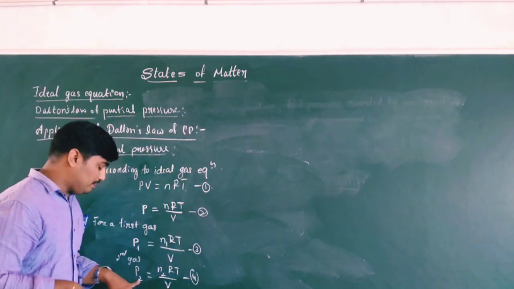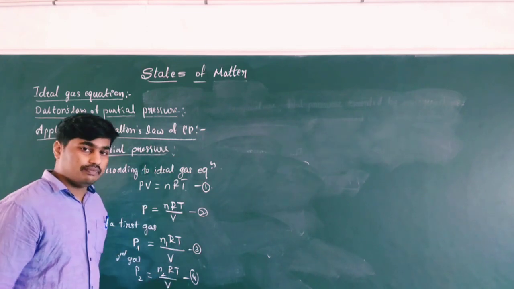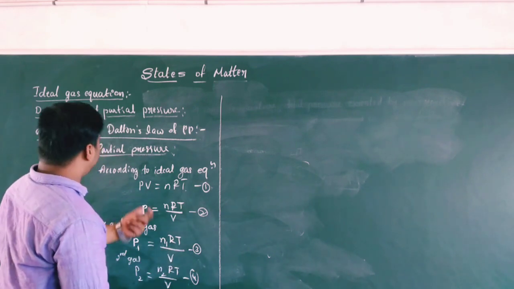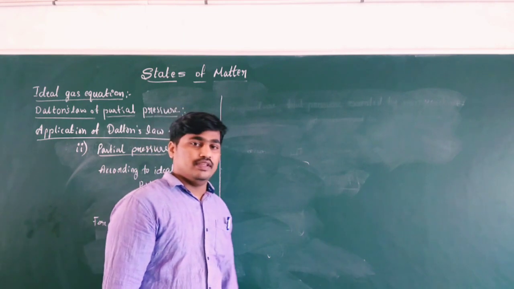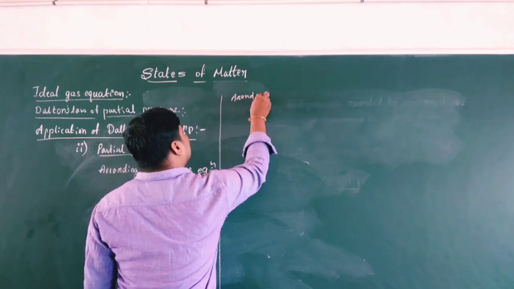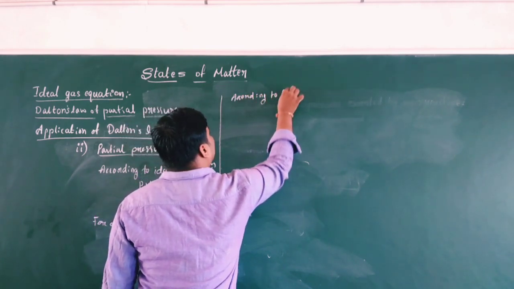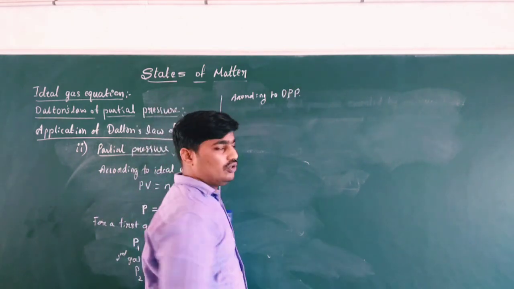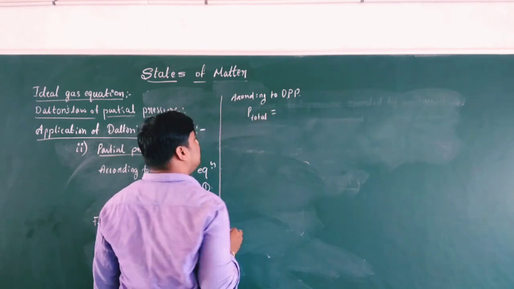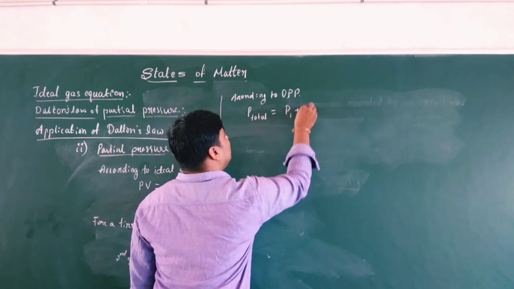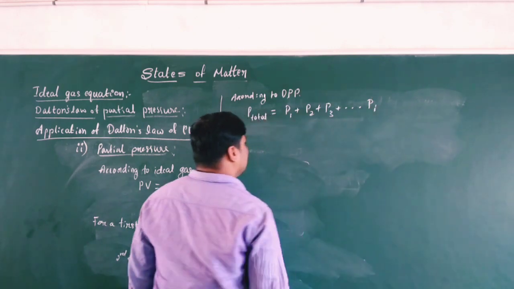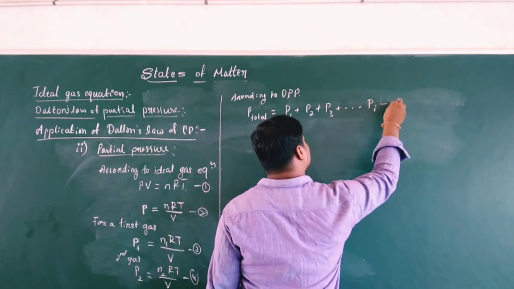Similarly, for the ith gas, Pi is equal to Ni RT by V. By considering these concepts as well as Dalton's law of partial pressure, the equation becomes, according to Dalton's law of partial pressure, P total is equal to P1 plus P2 plus P3 plus so on up to the ith gas. Consider this equation number 5.